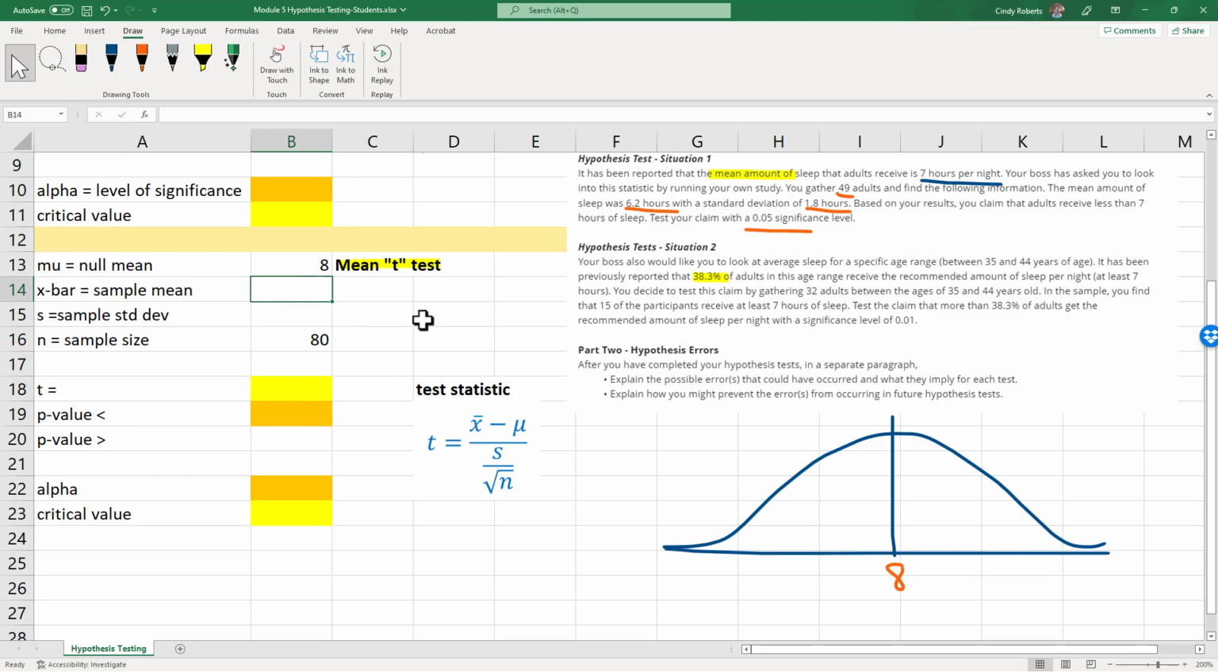When I went out and I sampled, I added up the number of hours they got sleep, and then I divided by 80 to get the average. And let's say I got 7.3. Let's say my standard deviation, I can leave that the same, that doesn't matter, the 1.8 hours. All right, what I want to know is, is 7.3 statistically significantly too far away from that mean.